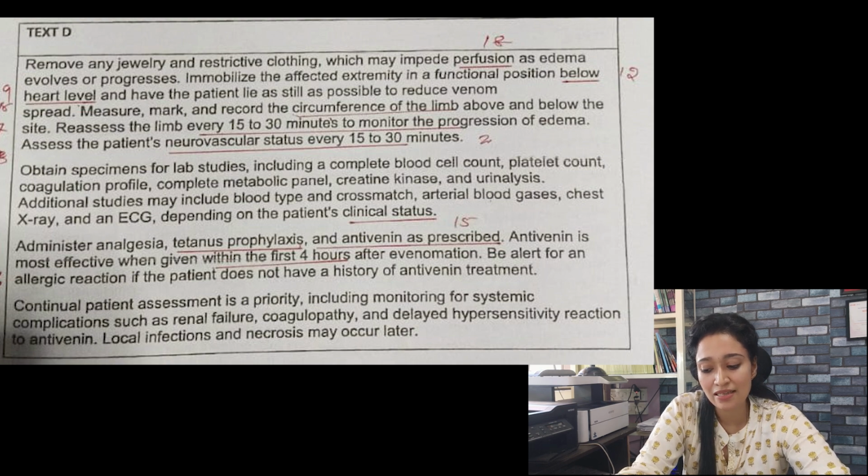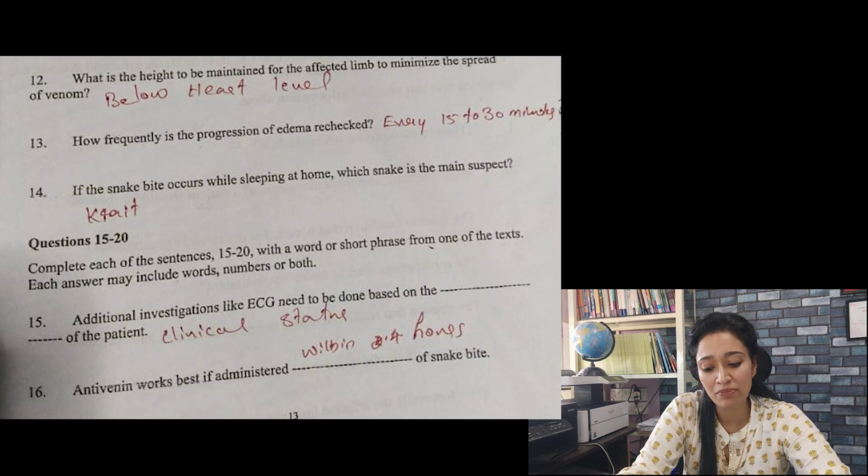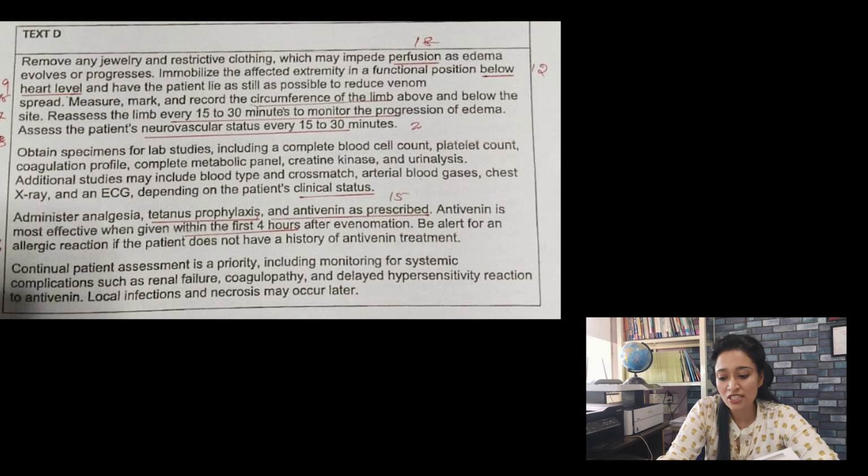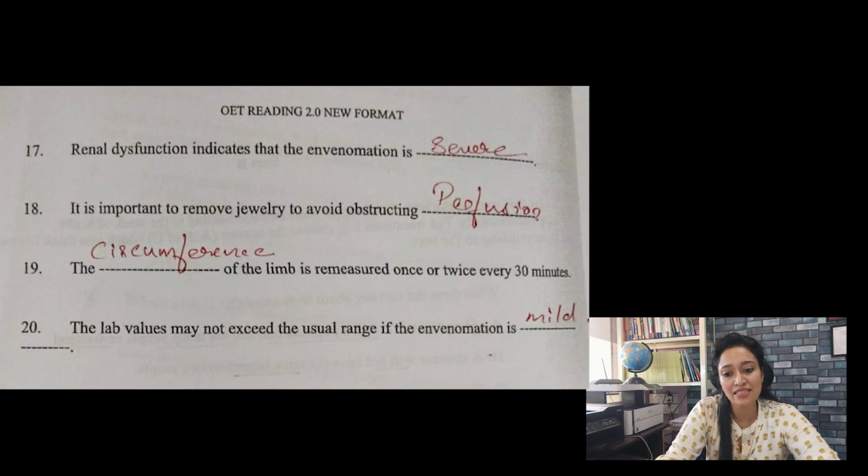The question number 16 is anti-venin works best if administered dash of snake bite. So from the question itself we can understand that it is something concerning the time frame. So here we can see the information that in the text D you can see anti-venin is most effective when given within first 4 hours. So the answer is within 4 hours. Now let's move on to the question number 17. Renal dysfunction indicates that the envenomation is dash.